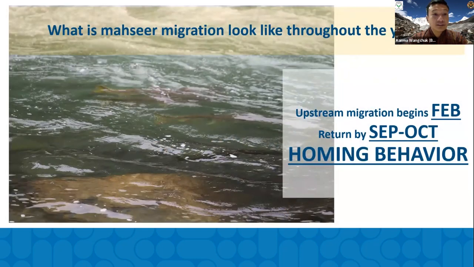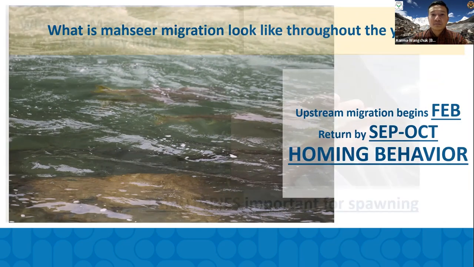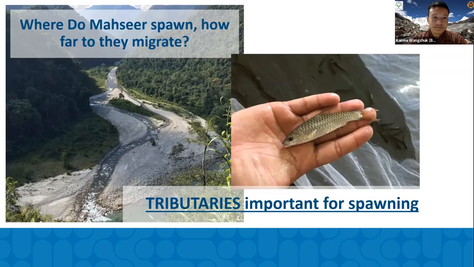In terms of results, so what does the mahseer migration look like throughout the year? Fish start moving upstream as early as February, and they do not return until September, October in the fall. They also exhibit homing behavior, just like the Pacific salmon, which was fascinating because they keep coming back to the same home natal streams year after year. Again, emphasizing why it is important to protect those routes.